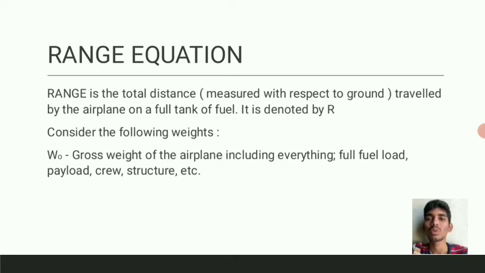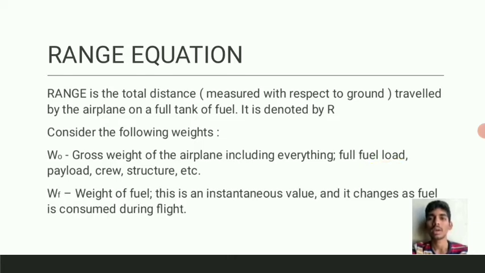Next, to derive the range equation, we should come across some terms. W0 means the gross weight of an aeroplane including everything, that means full fuel load, payload, crew, and structure, etc. And next, WF, which means the weight of fuel. This is an instantaneous value and it changes as fuel is consumed.